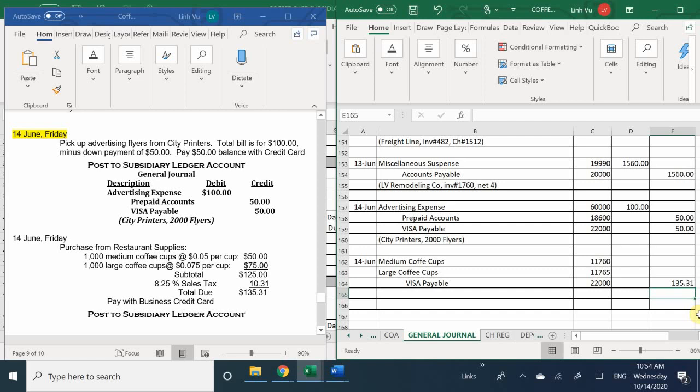It should be on the price value. It's based on the price value. So go ahead and do the calculation. So how much sales tax is going to actually go to my medium cups and how much is actually going to go to my large cups?